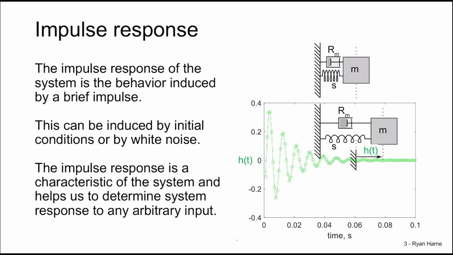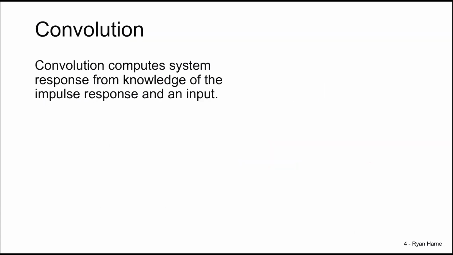The impulse response is important because it's a built-in characteristic of a system, and if we know the impulse response, we can compute any arbitrary response due to any arbitrary input. Convolution is the process we use to convolve an input with the impulse response to find the output response.